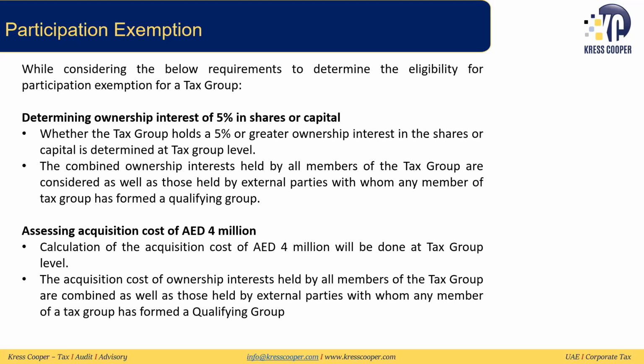The same way is for the acquisition cost. Now, instead of looking at the individual acquisition cost, we will combine all the acquisition costs of all the members of the tax group and also of the qualifying group, where the member of the tax group is also a part of that qualifying group, and then look at if this condition is being met or not. So this is also one of the advantages of this tax group.